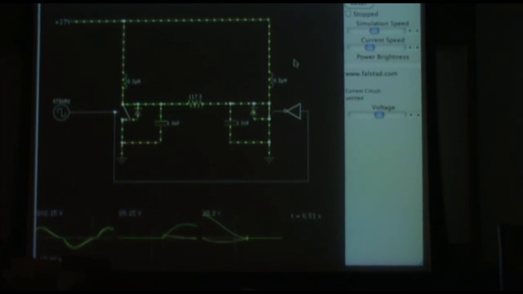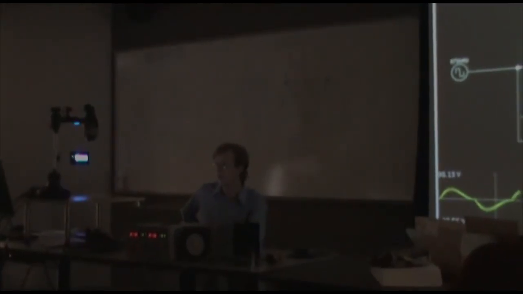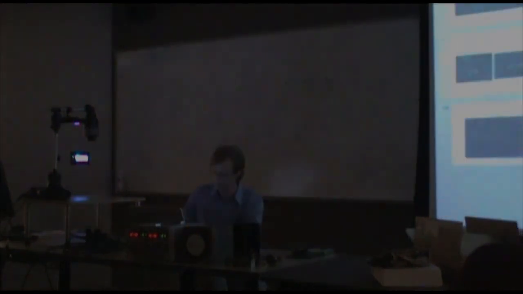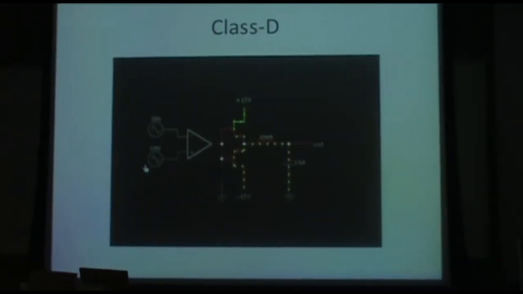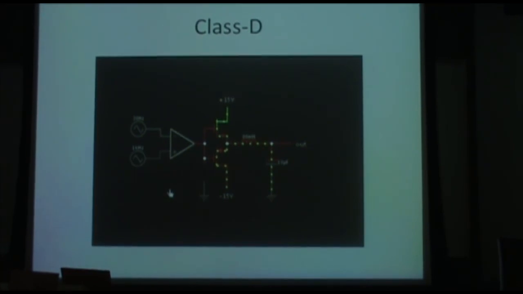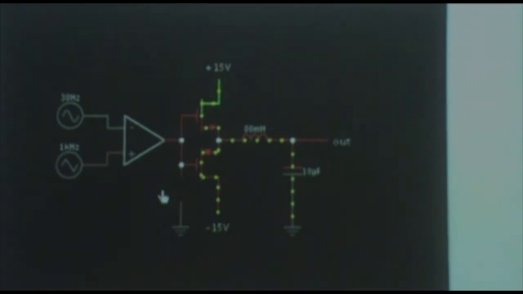Incidentally, this is how the plasma speaker of mine in the display case works. It has a class E amplifier driving a flyback transformer. And the way that the audio is superimposed is with a class D amplifier, which I will show you next. So, this is a class D amplifier. It's a very, very simplistic block diagram form of it.